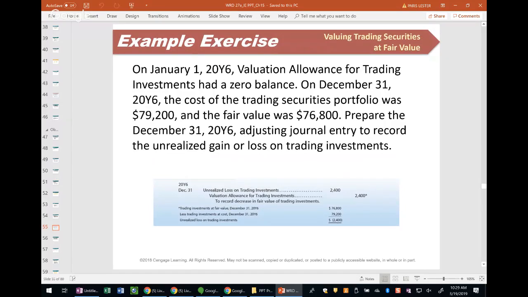You could have had a loss. If so, you would debit unrealized loss and credit valuation allowance.